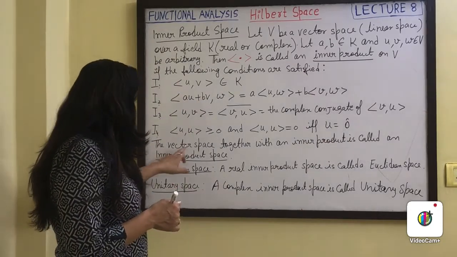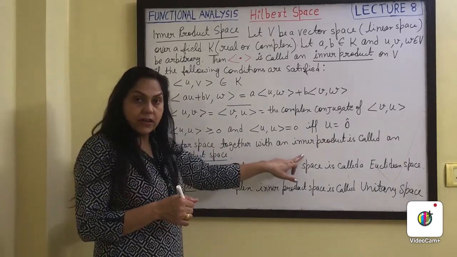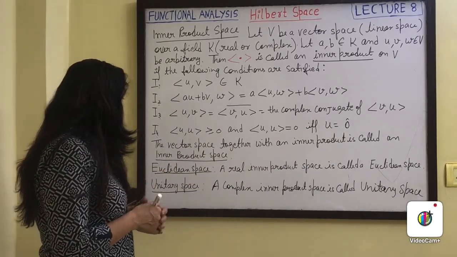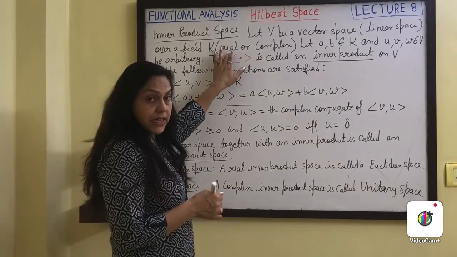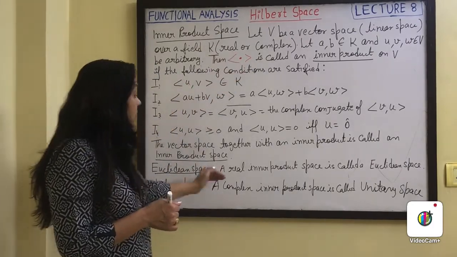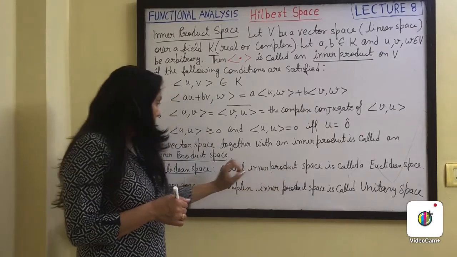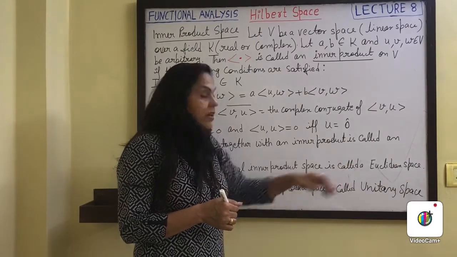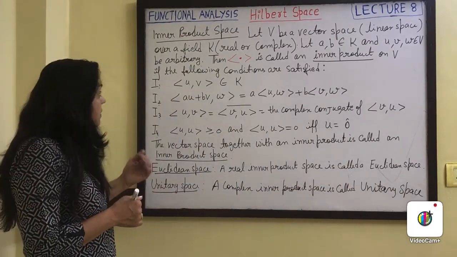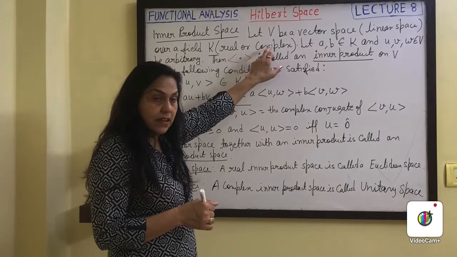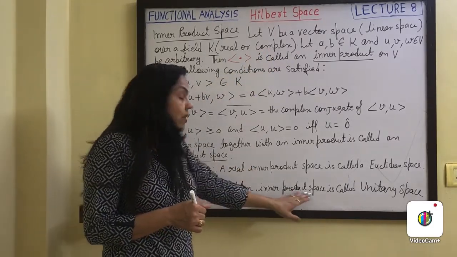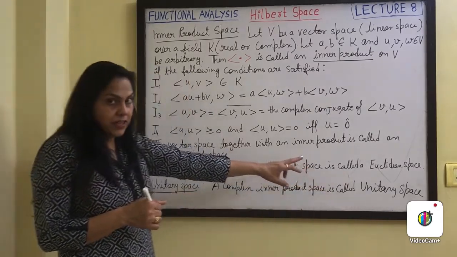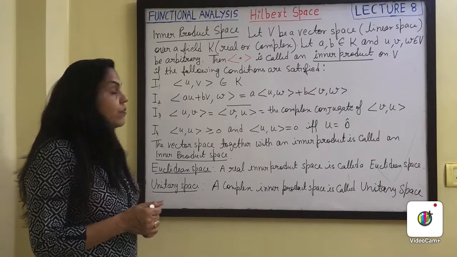Okay, the vector space together with an inner product is called an inner product space, and if the field is real, then we say it is a real inner product space. A real inner product space is called a Euclidean space. And similarly, if the field is complex, then we say it is a complex inner product space. Therefore, this complex inner product space is called unitary space. Okay. Now let's define Hilbert space.